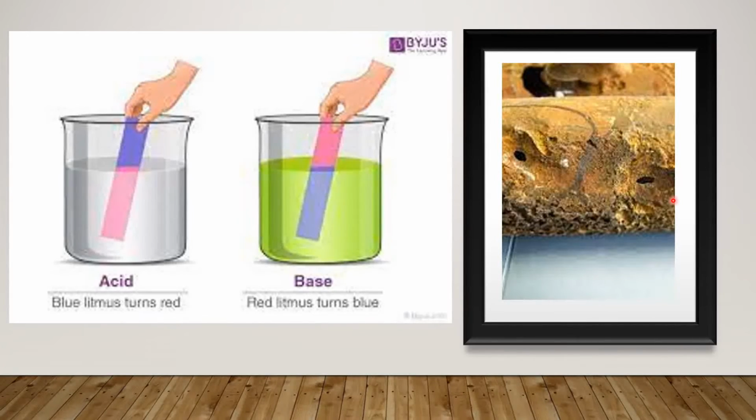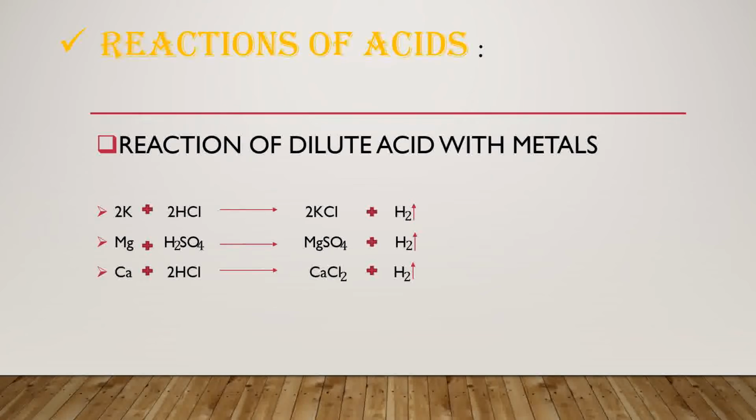Now let's learn about the reactions of acids. Before that, you can see here the acid turns the blue litmus paper red and the base turns the red litmus paper blue. Now let's learn the reactions of acids. Reaction of dilute acid with metals.